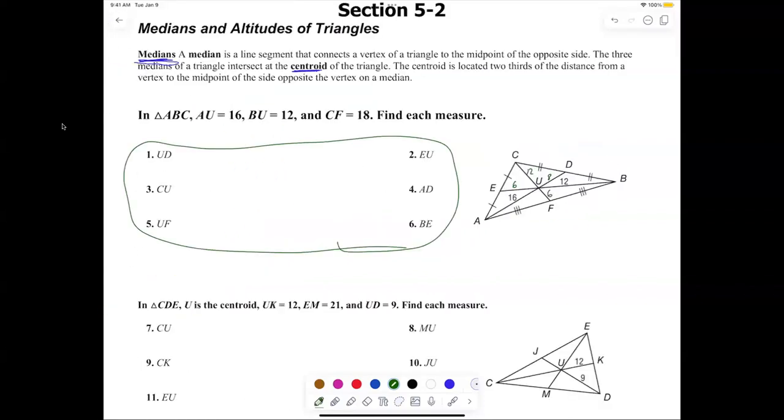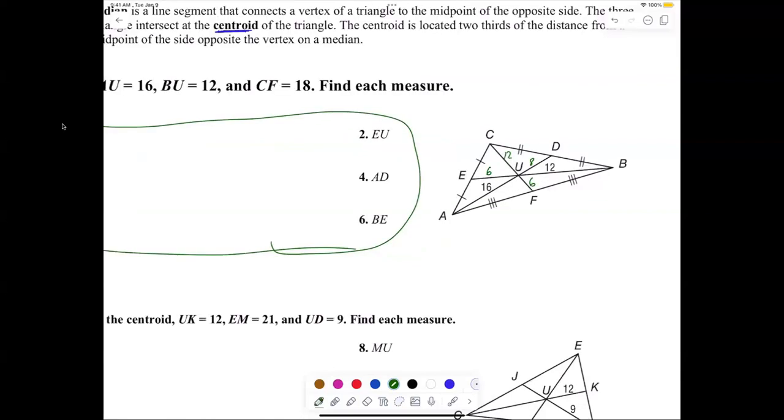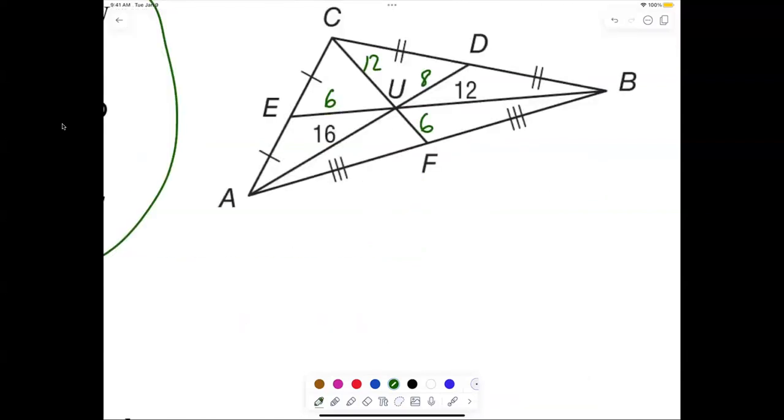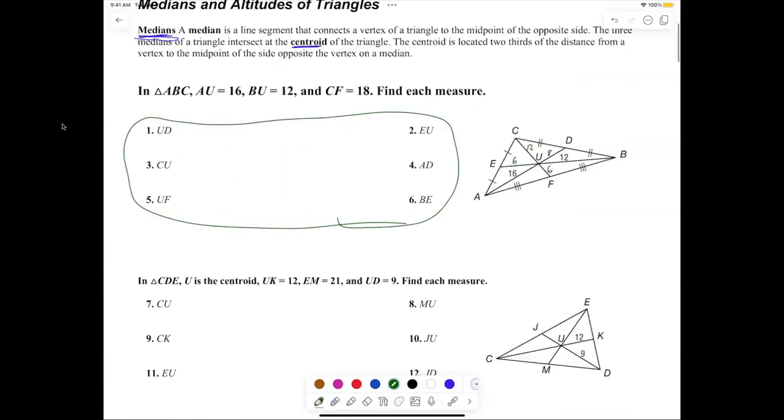Now, we could say, for example, if EU is 6 and UB is 12, that means that EB is what? 18, guys. I don't have to tell you that. You have the 2 parts, so you can find the 3rd part. If they give you 1 part, then you can figure out the other 2 missing parts. That's all they're trying to say there.